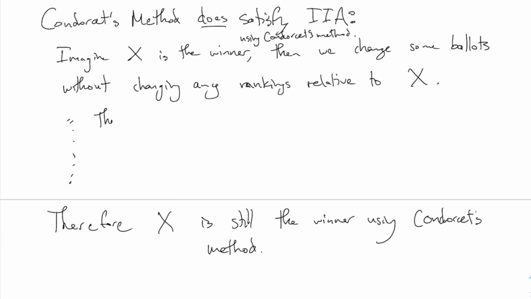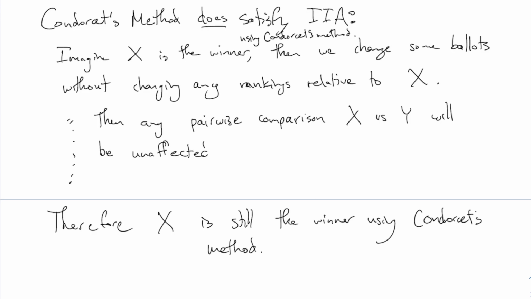How about this? Then any pairwise comparison, let's say X versus Y, will be unaffected, because the changes that you make did not change anyone's opinion relative to X. So you might change some of the comparisons, but not the ones involving X, because the change that you made had nothing to do with the rankings relative to X. Then any pairwise comparison, X versus Y, will be unaffected. Therefore, X is still the winner using Condorcet's method. Sounds all right to me.